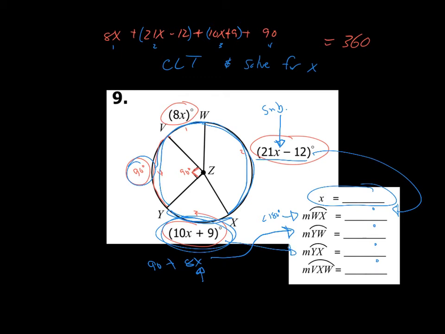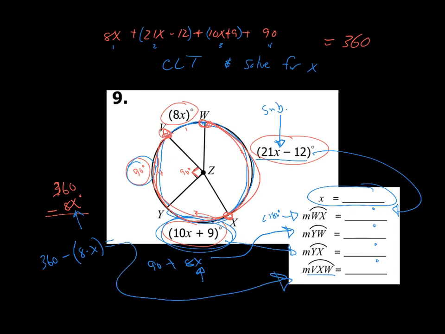So that's that answer. And then VXW. VXW starts at V, goes through X, ends at W. That's all of this. I'm just going to say 360 minus 8x degrees is going to be my answer. All I need to know is what's that. So 360 minus whatever 8 times x is going to be that measure right there. And remember, it should be greater than 180 degrees because it's a major arc.